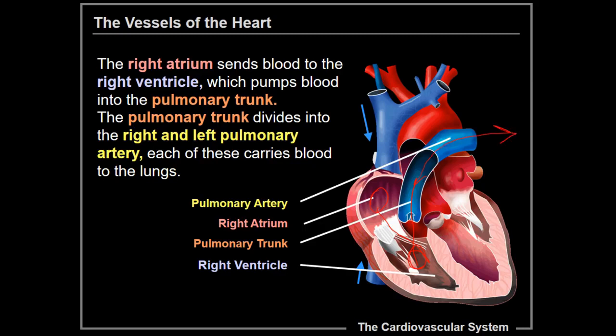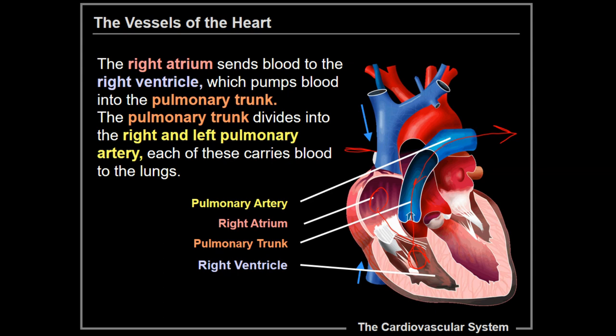So there's going to be the left pulmonary artery, and then the right pulmonary artery is going to come that way. Notice it's not our right or left. It is that person. If this was in their chest, it's their right and left. Each of these carries blood to the lungs.